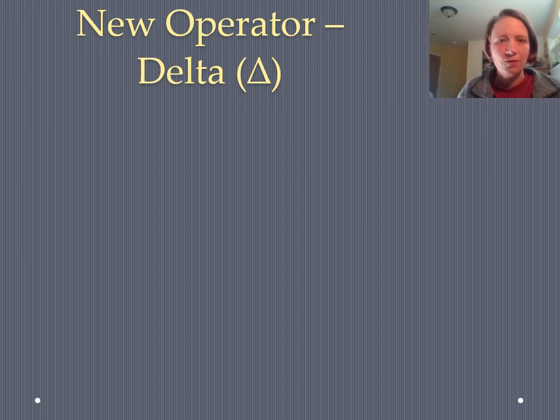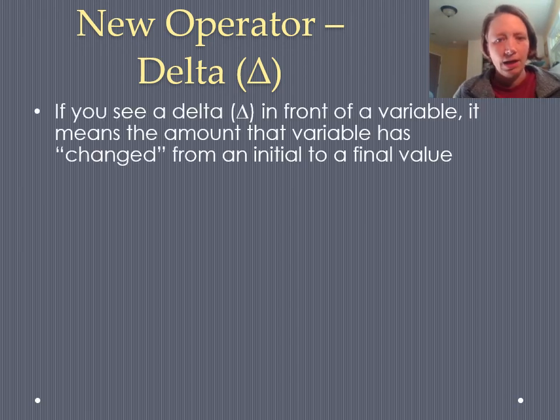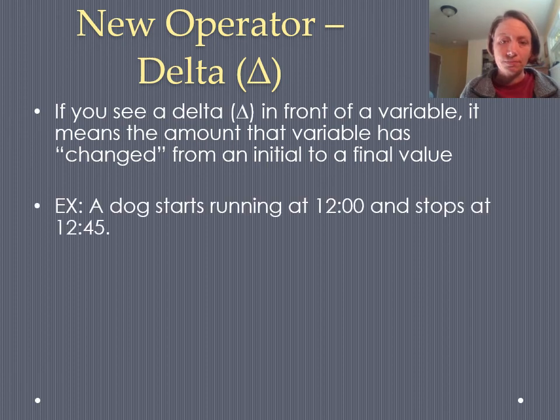So the first new operator that we're going to be using all the time is known as delta. And the word delta means change in. So anytime you see a delta in front of a variable, it means that the value of that variable is actually changing. It's going up or down. It's not staying the same. And delta means we don't care about what the value of the variable is. We care about how much it changed from its initial value to its final value.